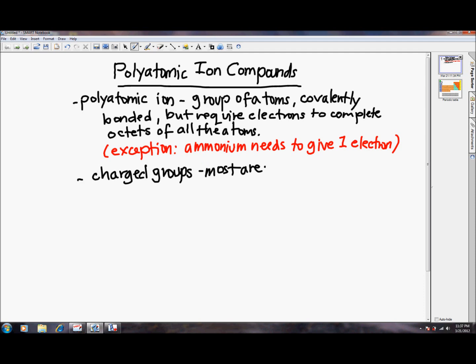Like I said, most are negative because if they're going to require electrons, it means they're going to become negatively charged. Again, the exception to this is the polyatomic ion called ammonium. Now, if you take your periodic table and turn it over, you will find a list of the polyatomic ions that you will be responsible for. Now, let's look at some of those.